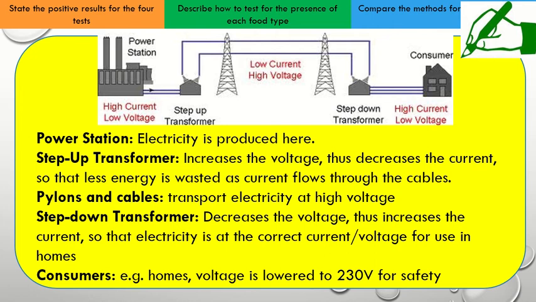And then the step-down transformer is the opposite of the step-up. So this decreases the voltage and therefore the current. This means that it's safer for use in homes. And then you've got the consumer, which for example is a home. You can also have that for factories, but the voltage is lowered to 230 volts for homes in the UK. Again, this is just to make sure it's safe and there are no risks of electrocution.